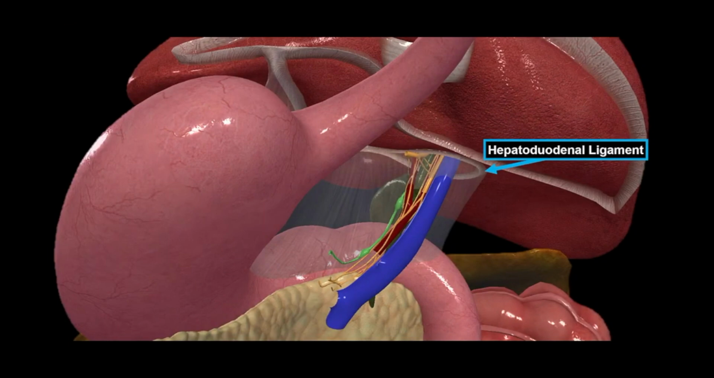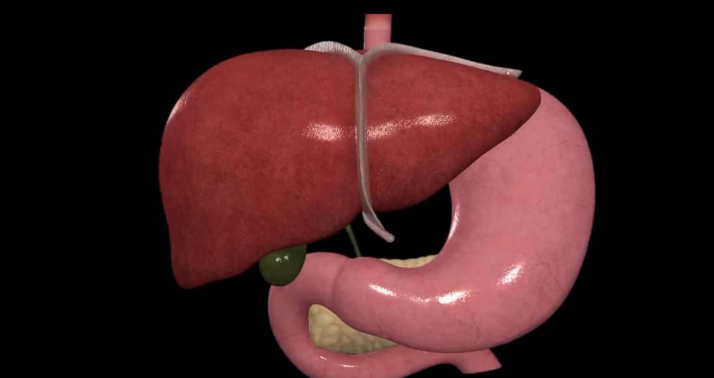This is a ligament that starts off at the liver and goes down to the duodenum. Therefore it's called the hepatoduodenal ligament because it attaches the liver to the duodenum. Now let's go over and look at the coverings of the liver.